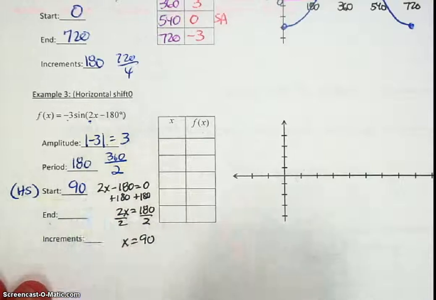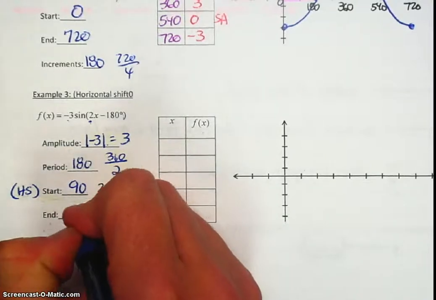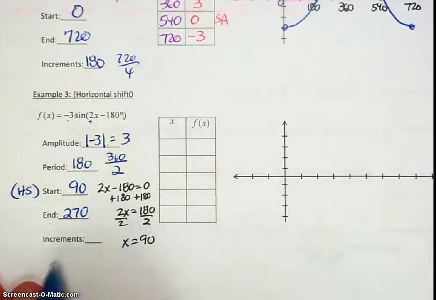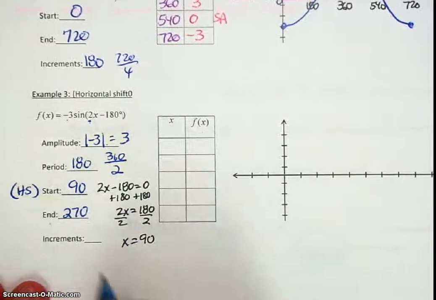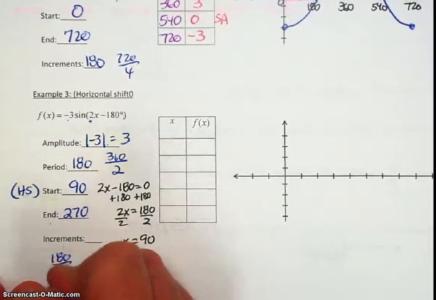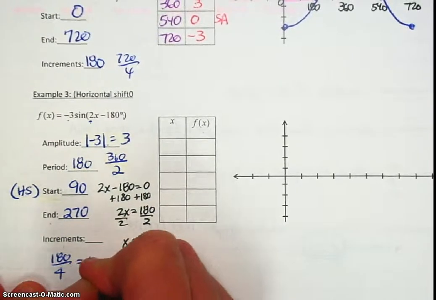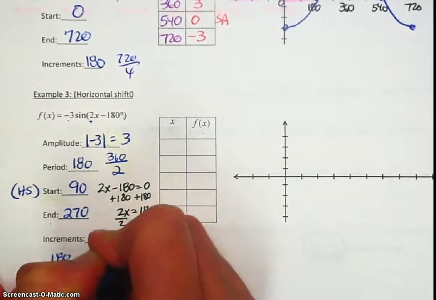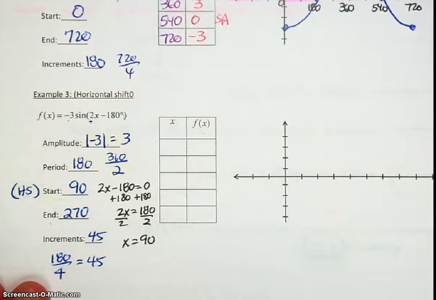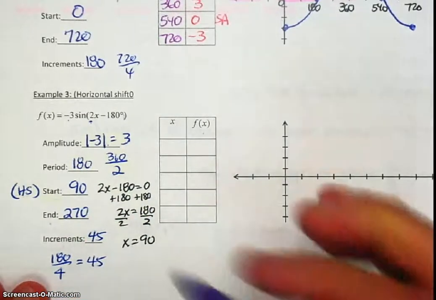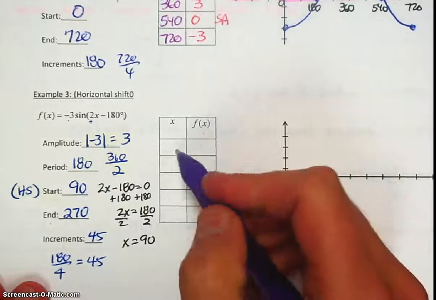So 90 plus 180 is 270. And for our increments, we still take the period and we divide it by 4. And 180 divided by 4 is going to give me 45. Okay? Now, we're going to do the same exact things we did in yesterday's.